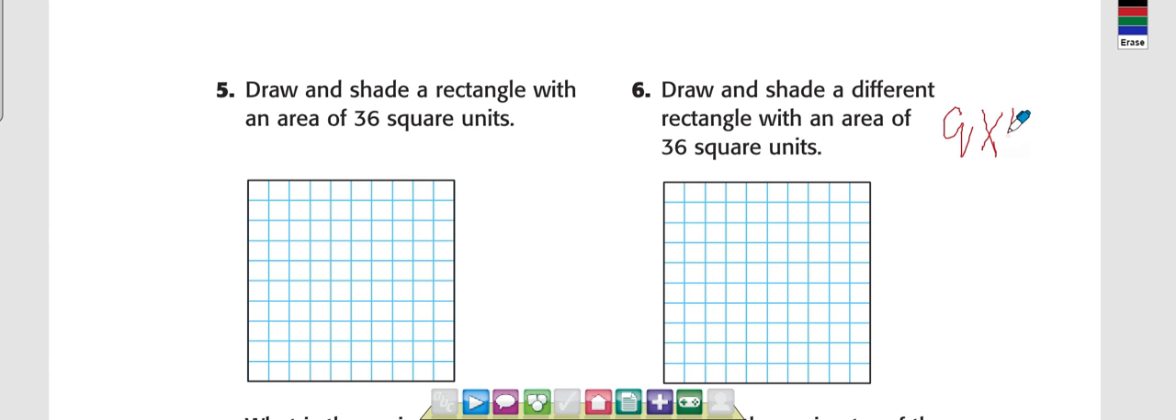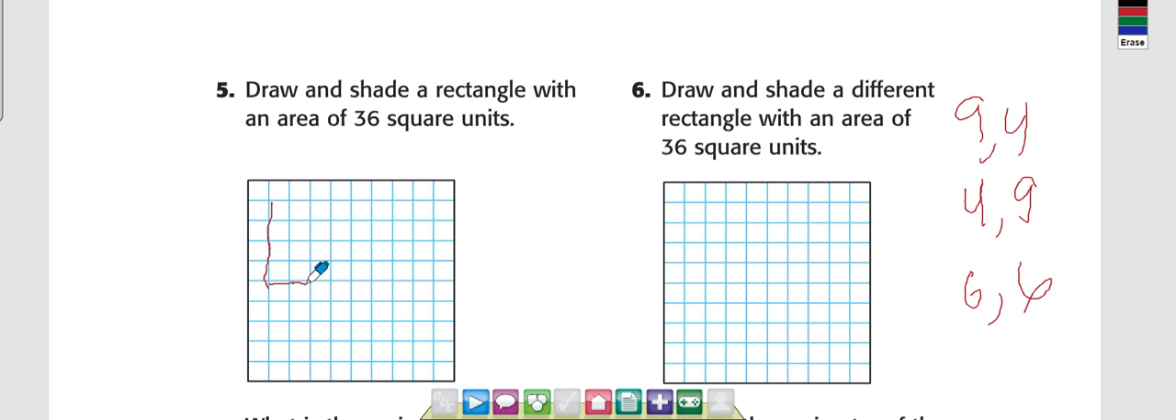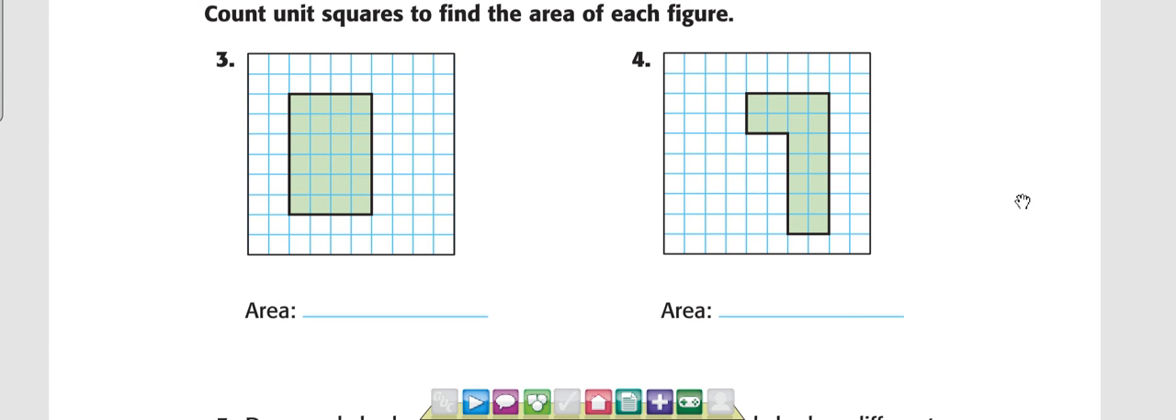Okay, so we had 9 and 4, 4 and 9, and 6 and 6. Those would work. So if I have 4 and 9, I'm going to go 4 down and then 9 across. That's 2, 3, 4, 5, 6, 7, 8, 9. And that's my rectangle. All right. Go ahead and do number 6 as well, and then don't forget to do 3 and 4.